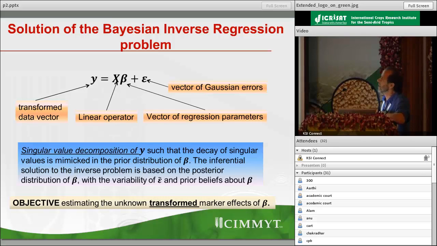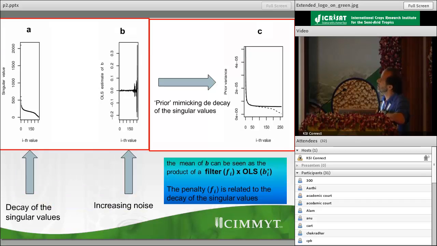Let's say this is the decay of the singular values when you do the PCA on the X matrix. The decay starts with the first singular value, then it decreases and usually takes this form here. This is the standard ordinary least squares regression using the singular values, and you see that at the late singular values it is very noisy. This is really noisy. I think that here we cannot do any prediction. So this is the decay, and this is the increase of the noise.